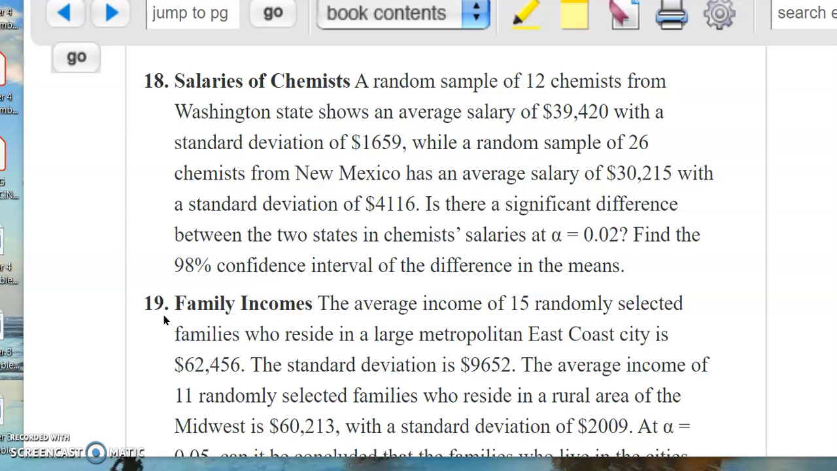Okay, now let's talk about it a little bit here. So what we have is a random sample from Washington State, and a random sample from New Mexico State. So what we have here are two samples that we're comparing. That should be a big clue to you as to what kind of technique we're going to use.